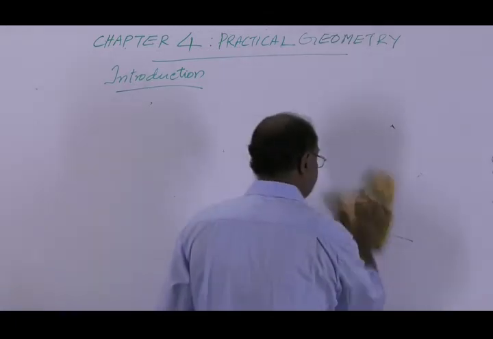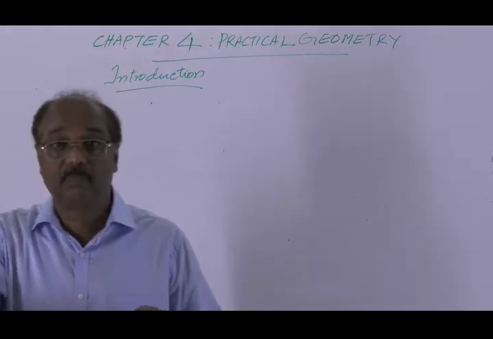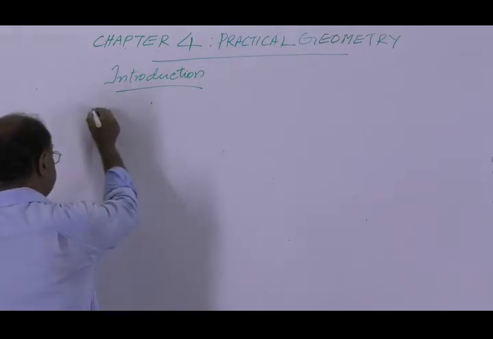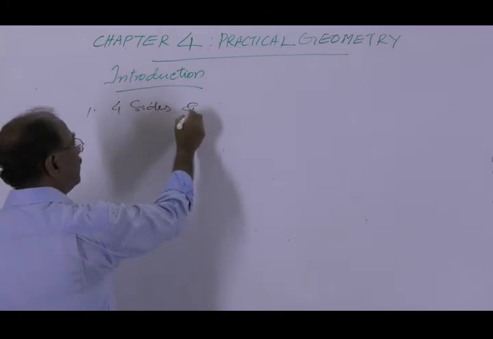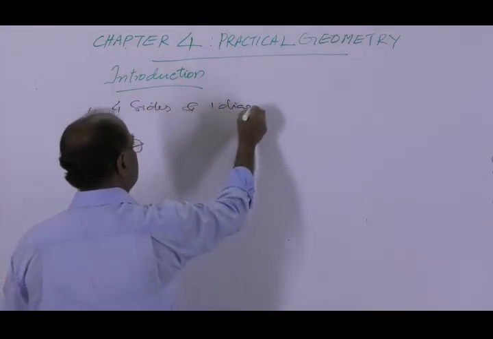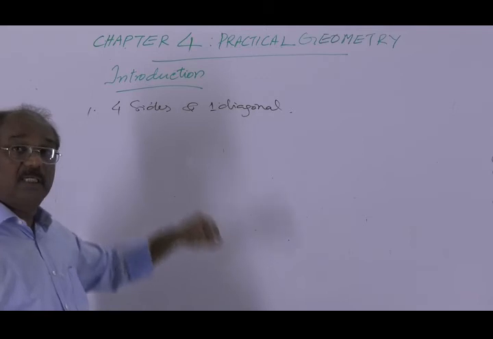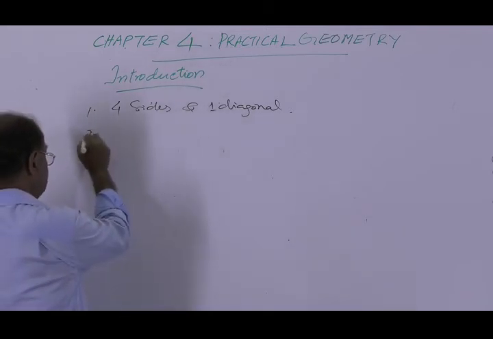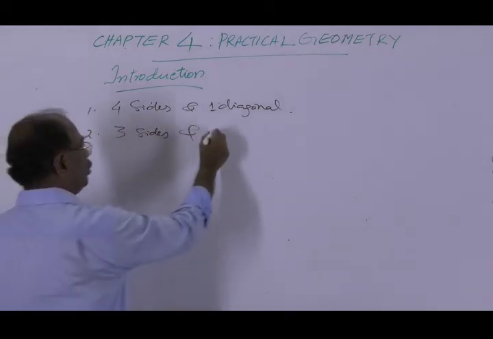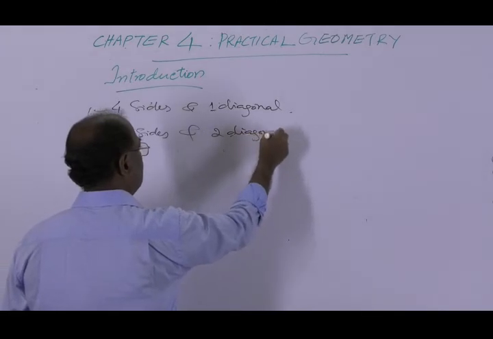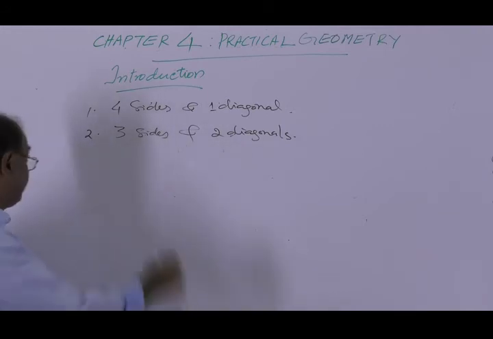And now, how can we have the 5 measurements? We will discuss 5 types. And the first is, we will be given 4 sides and 1 diagonal. 5 measurements, we can construct a unique quadrilateral. And in the second case, we will be given 3 sides and 2 diagonals. In this case also, we can construct a unique quadrilateral.